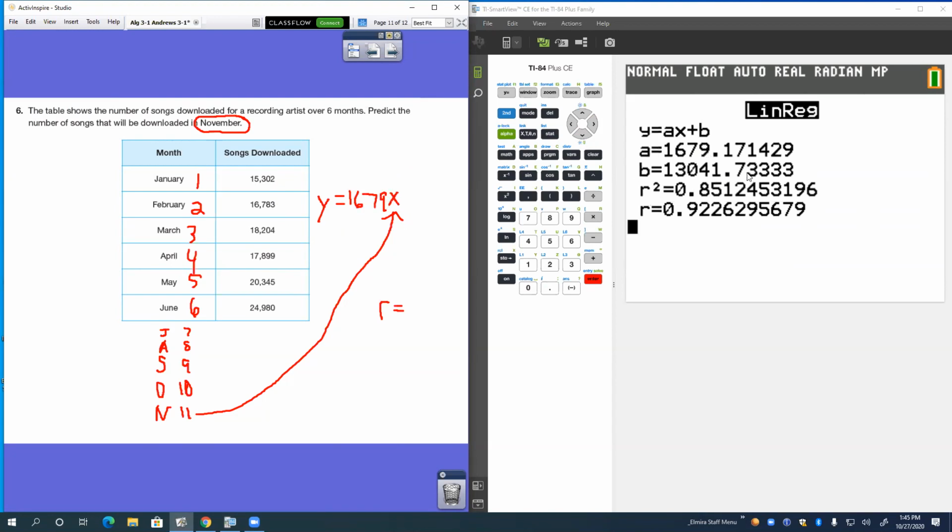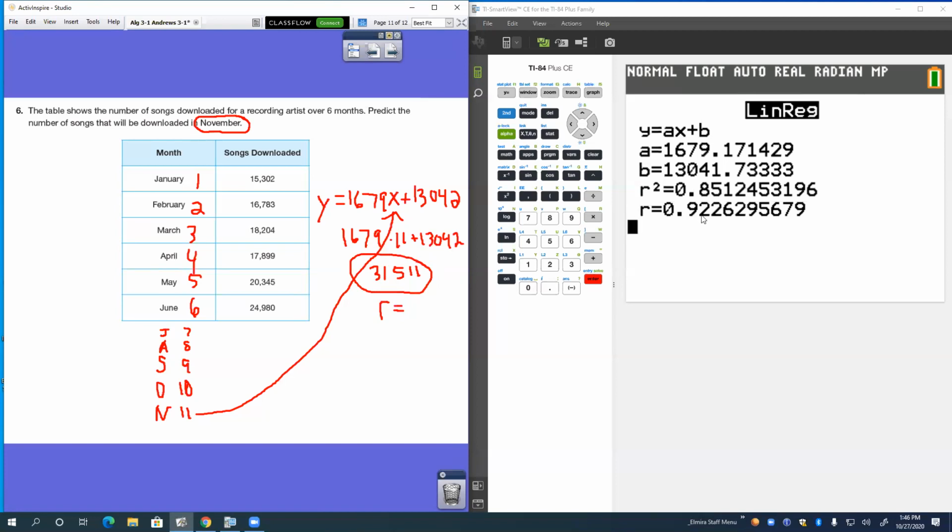For my b value, notice that we have a 0.7 here, so I want to round it up 1 to be 13,042. So there's my linear regression equation. I want to take my 11 and sub it in for x. So I have 1,679 times 11 plus 13,042. When I do that, I should get an answer of 31,511. You should have gotten that as your answer.